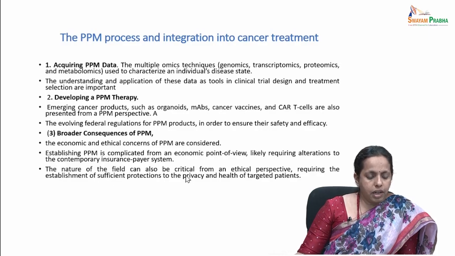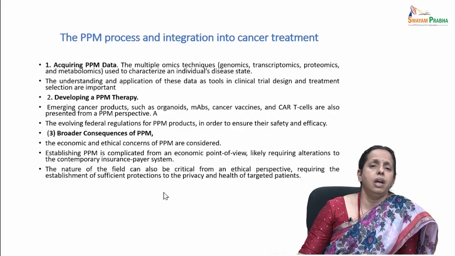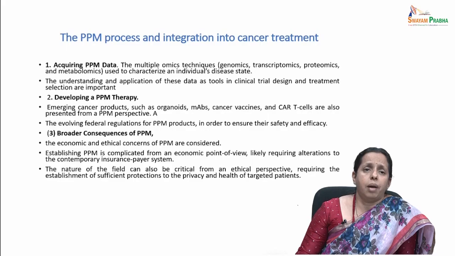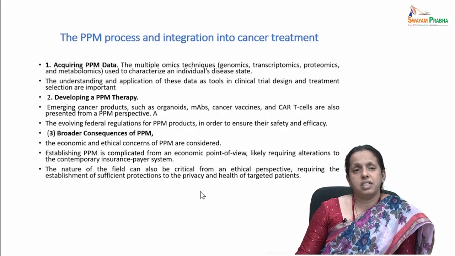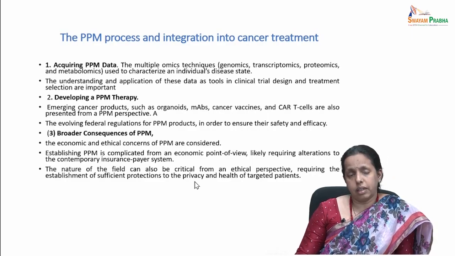And then the niche can also be from the ethics. You really have to take a lot of precautions by protecting the privacy and health of the targeted patients. That is very important. Particularly, you need to have strict laboratory SOPs in place, several accreditations in place, to really ascertain that this particular biomarker is wild type or mutant.